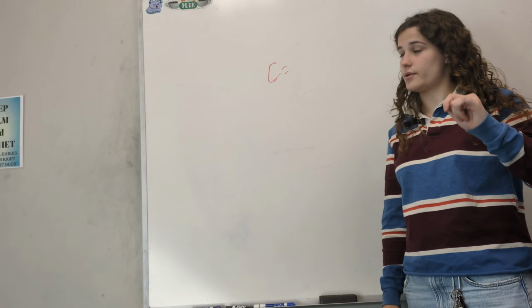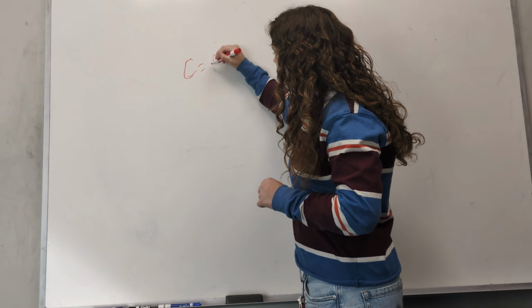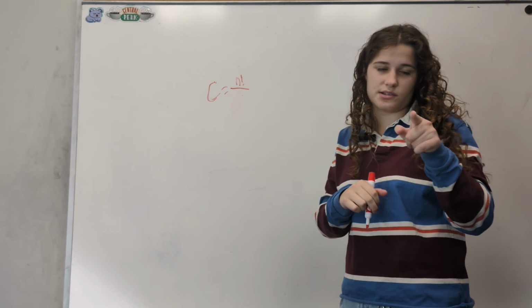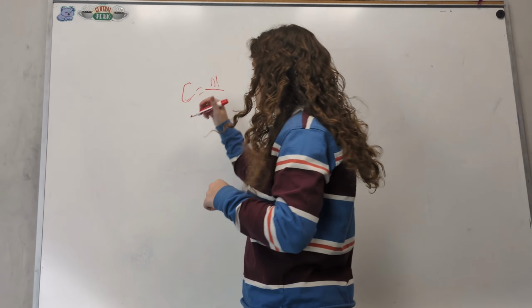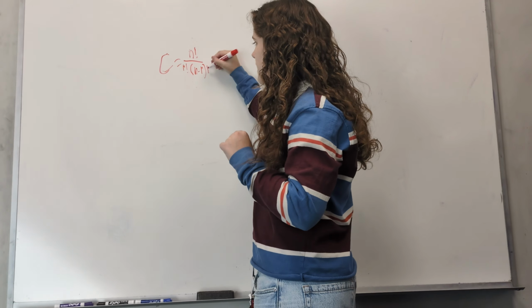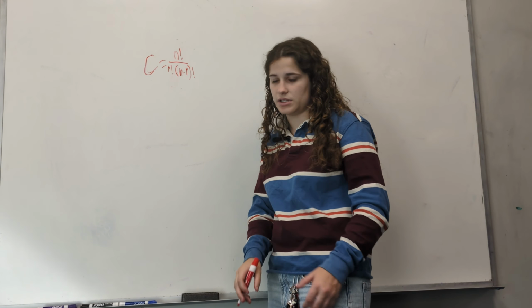And then for the combination formula, we are going to have n factorial. So that's easy to just remember, same numerator. And then with this one, what is different is we are going to have r factorial times (n minus r) factorial. So that is our combination formula.